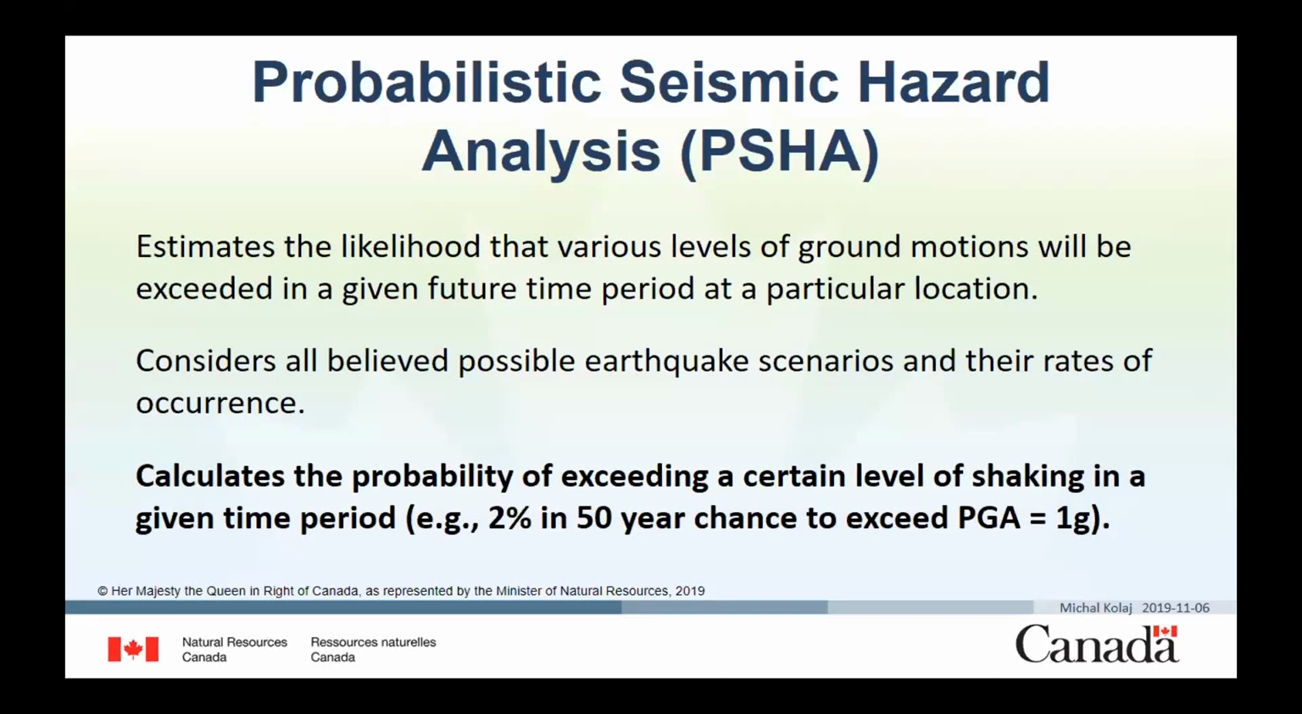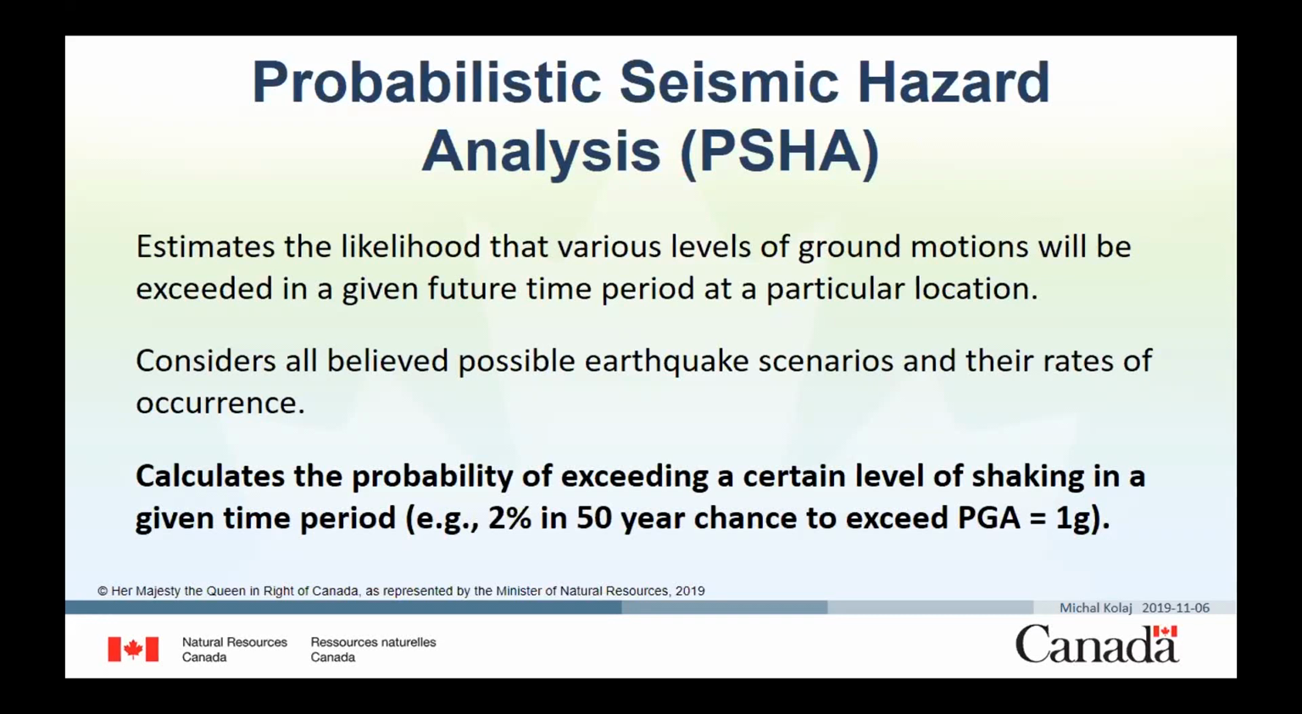So when we talk about probabilistic seismic hazard analysis, what we're trying to do is estimate the likelihood of ground motions that may be exceeded in a given future time period at a particular location. We try to consider all possible earthquake scenarios and their probabilities. This is why we call it a probabilistic assessment, because we consider all scenarios and their uncertainties. At the end, you're calculating a probability of exceeding ground shaking. An example, there at the bottom: a 2% in 50-year chance to exceed a PGA of 1g would be the result of a probabilistic hazard analysis.